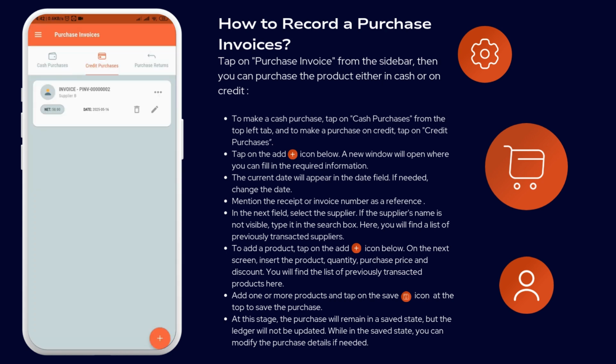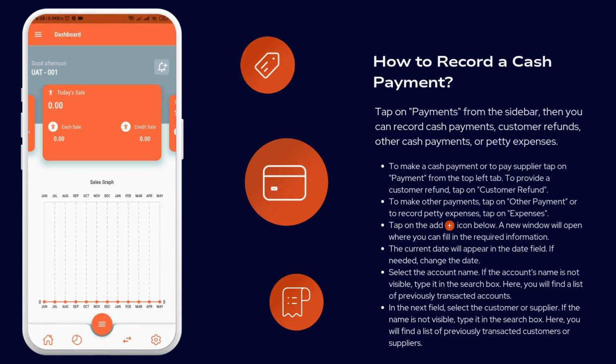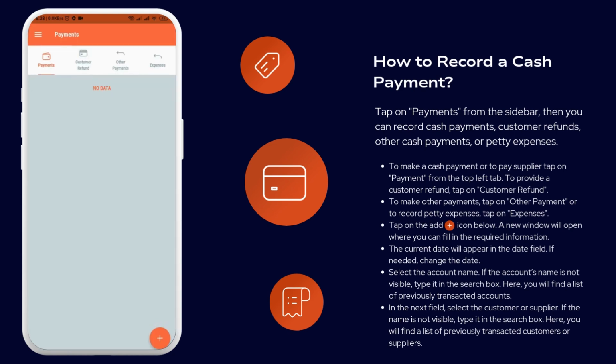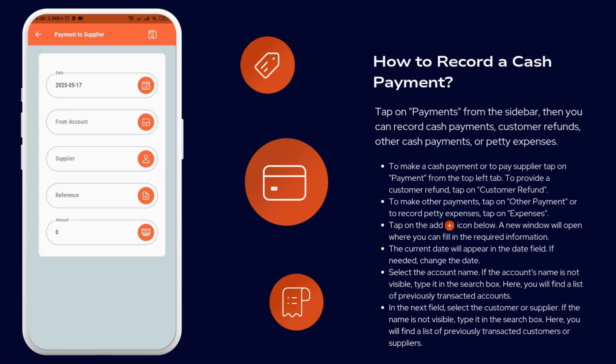Now, since this was a purchase on credit, you will need to make payments to the supplier over time. So next, let's look at how to record a cash payment to a supplier in the Hisabpotro app. To make a cash payment to a supplier, tap on Payment from sidebar. Then tap the Add icon at the bottom of the screen to open a new payment entry form.